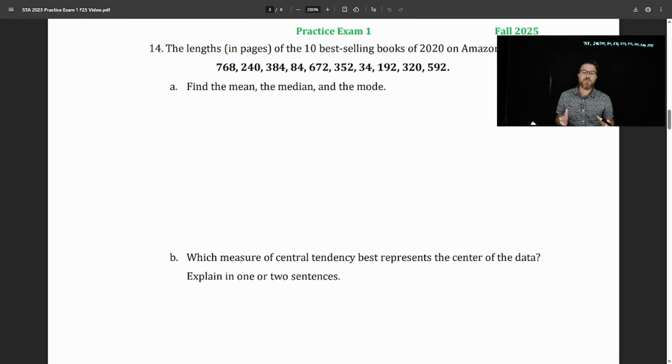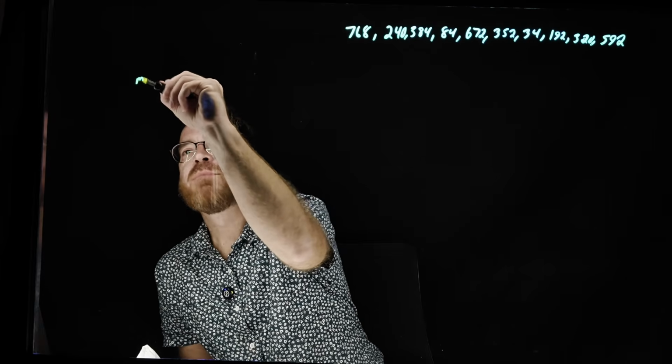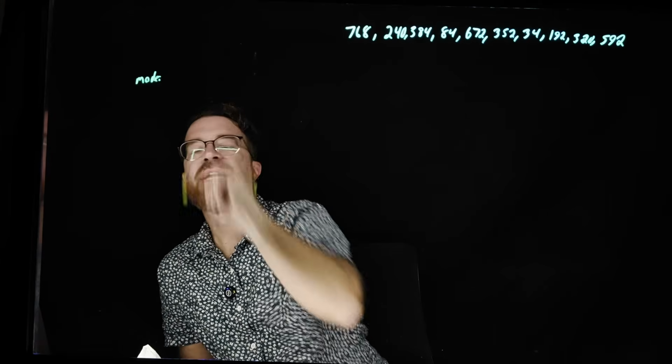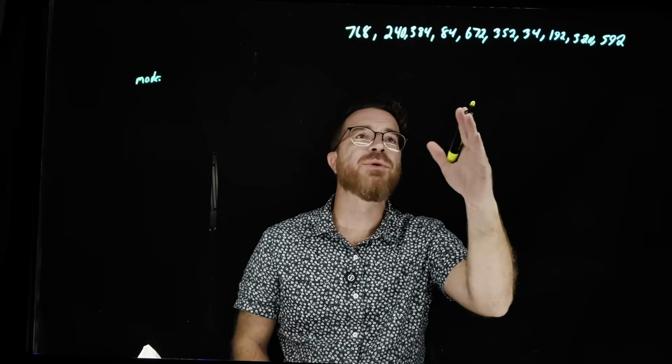For our next problem, we have the length in pages of the 10 best-selling books of 2020 on Amazon. So you can see the number of pages here, and I've got it written already here. And it wants us to find the mean, median, and mode of this data. So the first one I'm actually going to do is the mode, because the mode is the simplest, where all we're doing is looking for what value occurs most often.